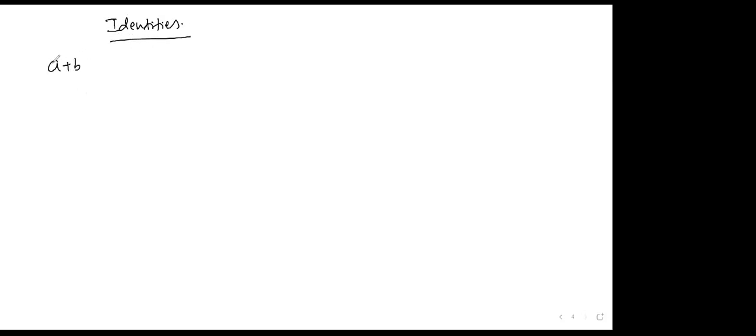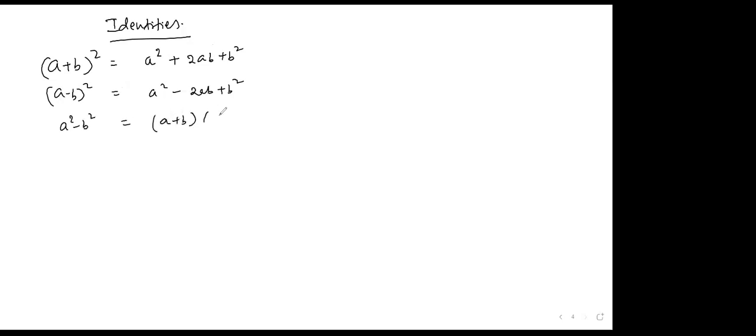First one is (a plus b) square. You must be knowing that. What is the identity for (a plus b) square? a squared plus 2ab, 2 times ab, plus b squared. Yes. And (a minus b) square is a square minus 2ab plus b square. a square minus b square is what? (a plus b) times (a minus b).